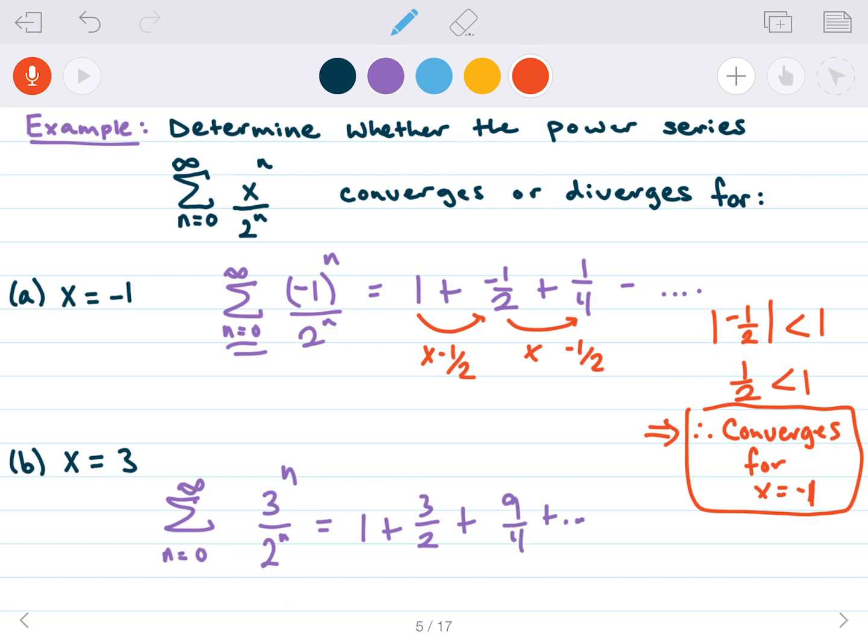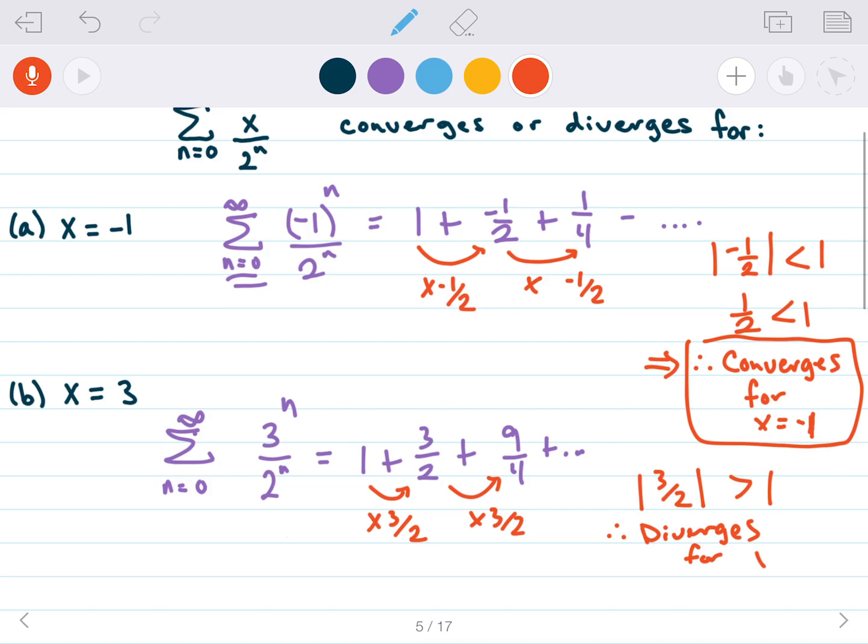So the common ratio here is 3/2, right? Now the absolute value of 3/2 is greater than 1. And remember, when that happened, the geometric series diverges. And so we have diverges for x is equal to 3.